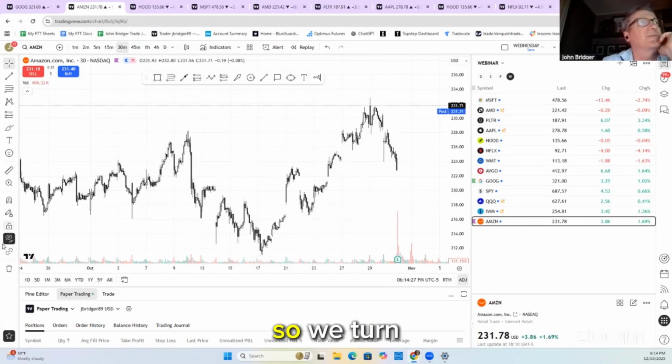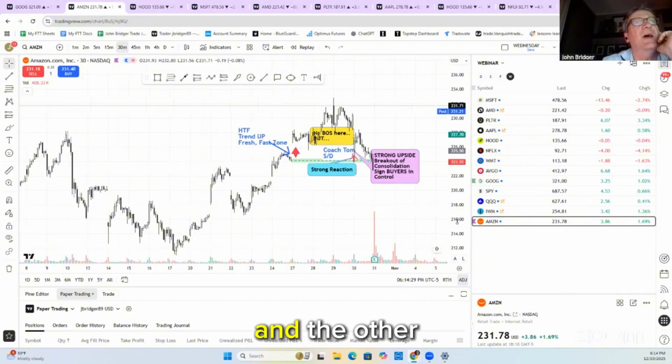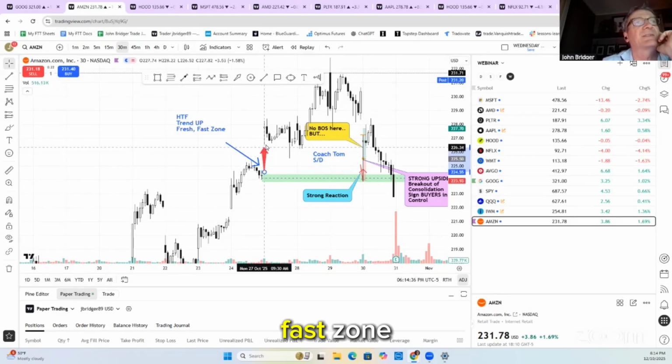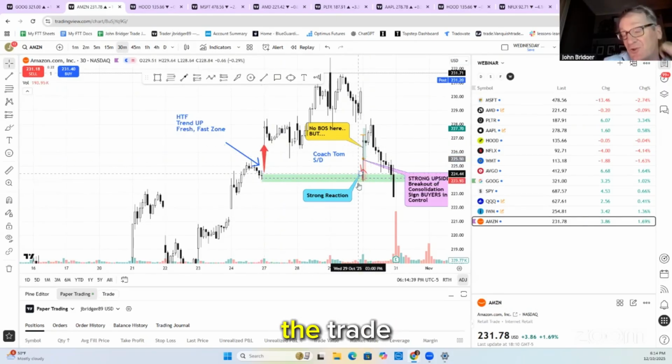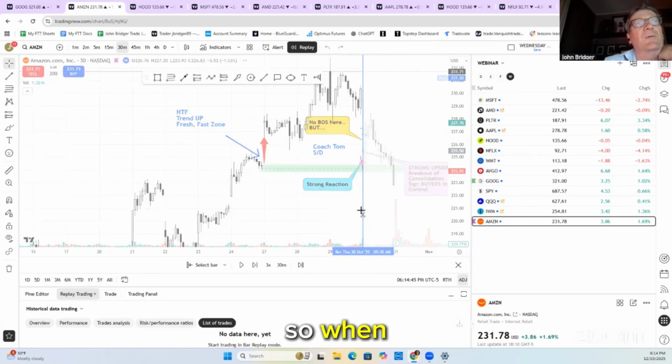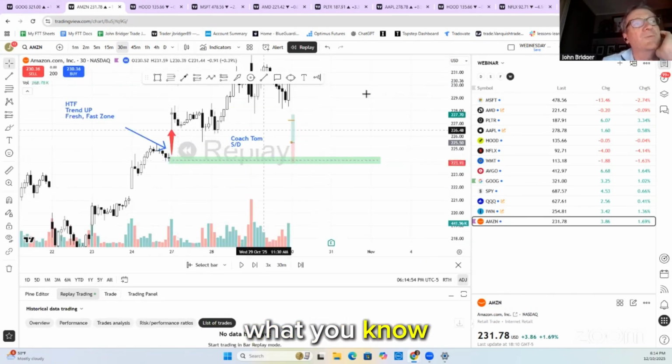right? Trend was up. So I'm going to turn the drawings back on. And the other thing that's really important to this, look at this gap up move. This is what I call a fresh, fast zone. When I say fresh, the day of the trade is the first time it gets tapped. So it hasn't been touched yet, right? So when we get to this point right here, this is the perfect setup.